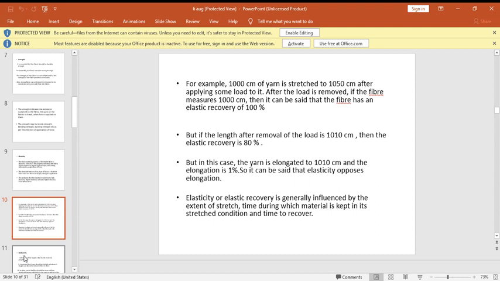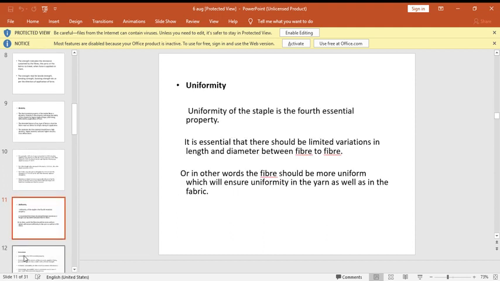For example, 1000 centimeters of yarn is stretched to 1050 centimeters after applying some load. After the load is removed, if the fiber measures 1000 centimeters, then the fiber has an elastic recovery of 100%. But if the length after removal of the load is 1010 centimeters, then the fiber elastic recovery is 80%. If the yarn remains elongated to 1010 centimeters, the elongation is 1%. So it can be said that elasticity opposes elongation. Elasticity or elastic recovery is generally influenced by the extent of stretch, the time during which the material is kept in standard condition, and the time to recover.